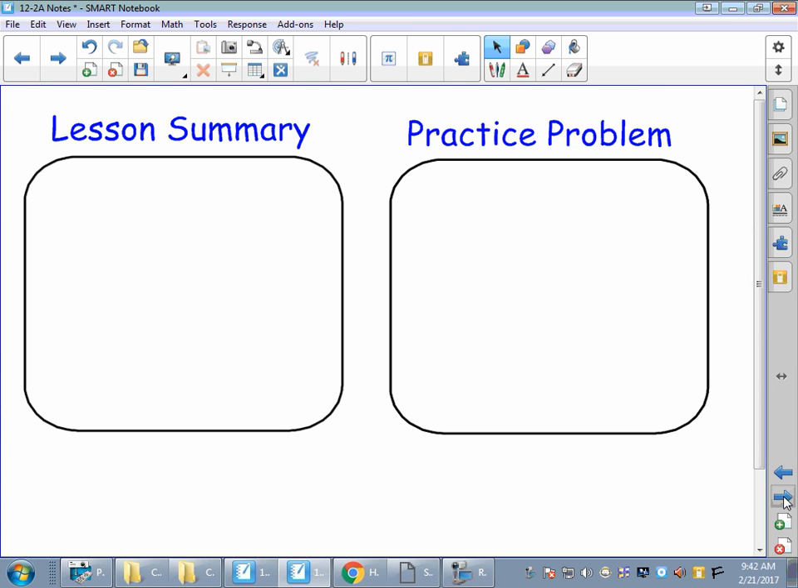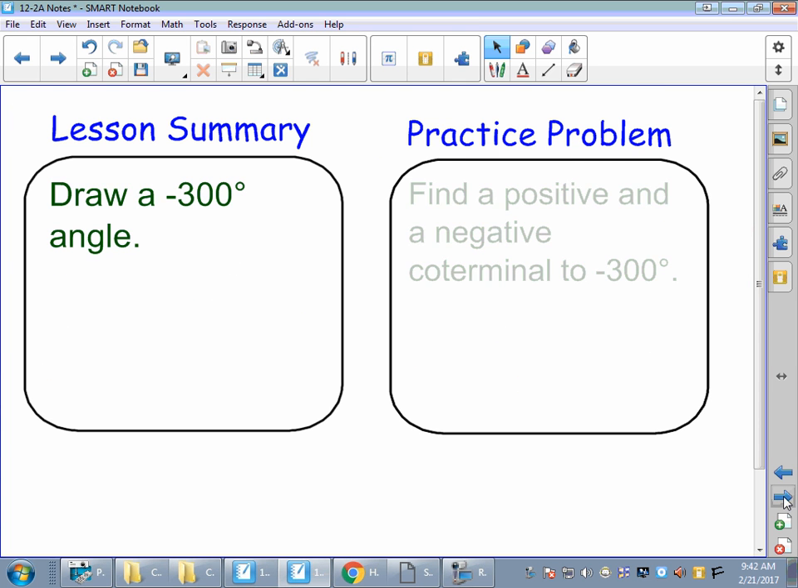All right, so your lesson summary here is I want you to draw me and label a beautiful negative 300-degree angle. And then I want you to find one positive and one negative coterminal to that negative 300 degrees. Good luck.